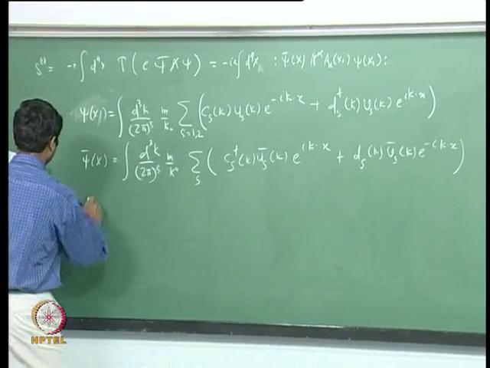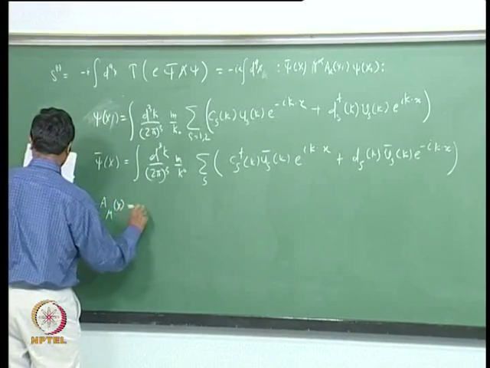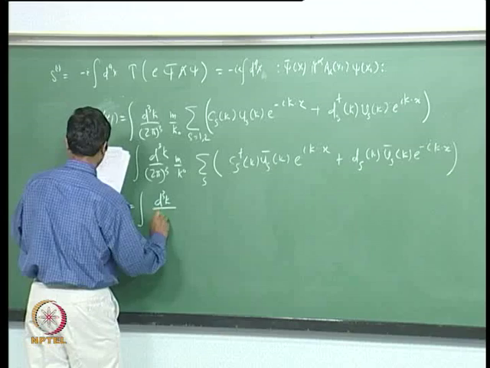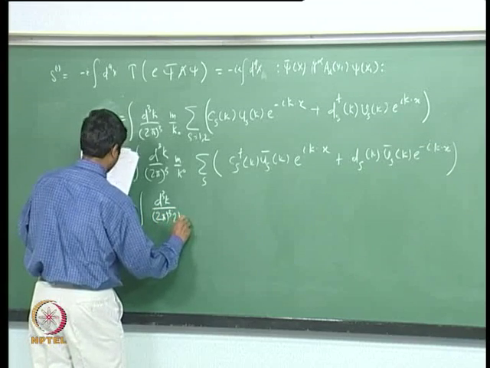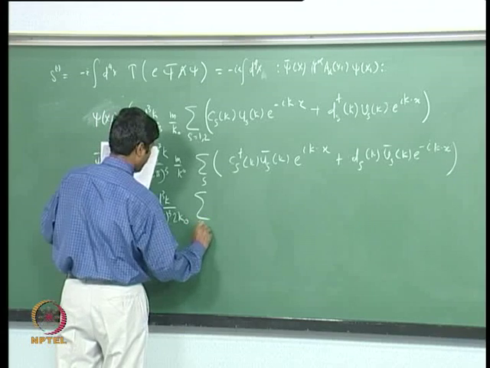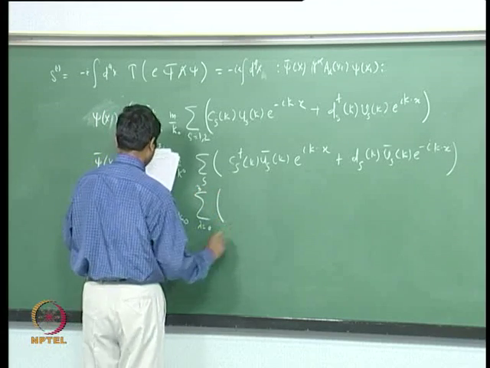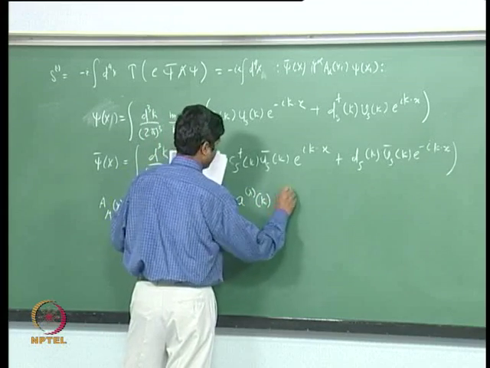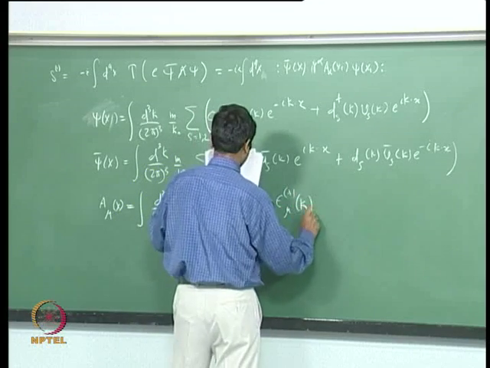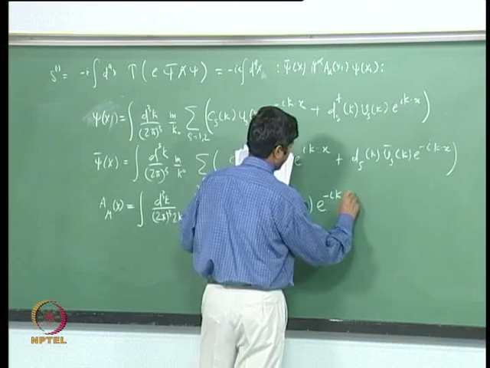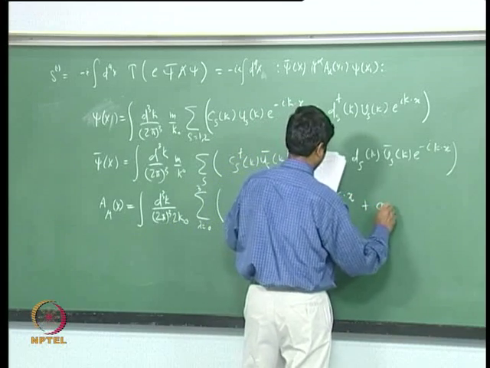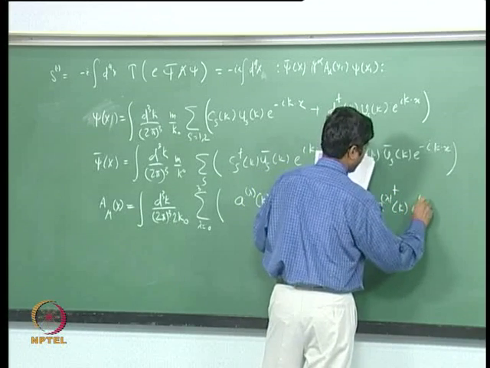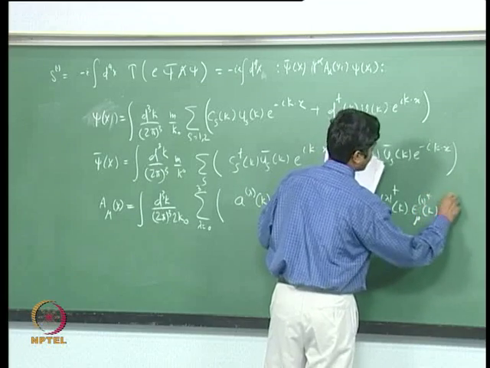Similarly, we have A mu of x for which the mode expansion is given by d cube k over 2 pi cube 2 k0, sum over lambda equal to 0 to 3, a lambda k epsilon lambda mu k e to the power minus i k dot x plus a lambda dagger k epsilon mu lambda star k e to the power i k dot x.